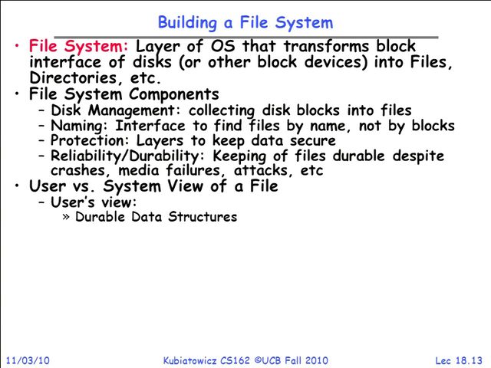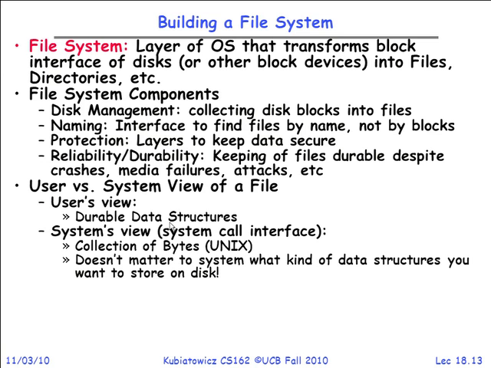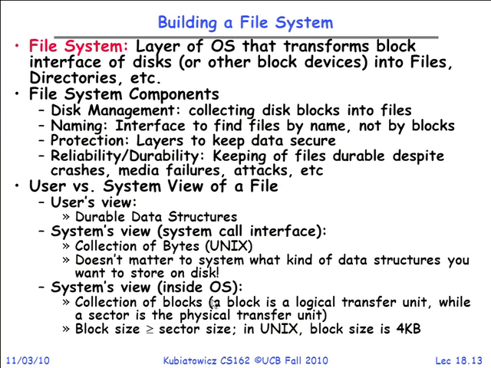Interestingly enough, the user may be thinking about data structures that are stored in the file, but the system call interface doesn't care what those bytes are. They're an unformatted collection of bytes. Finally, inside the operating system, it's really a collection of blocks, not a collection of bytes, because the block is the logical transfer unit off the disk. And a block, by the way, is bigger or smaller than a sector, or the same. Which is it?